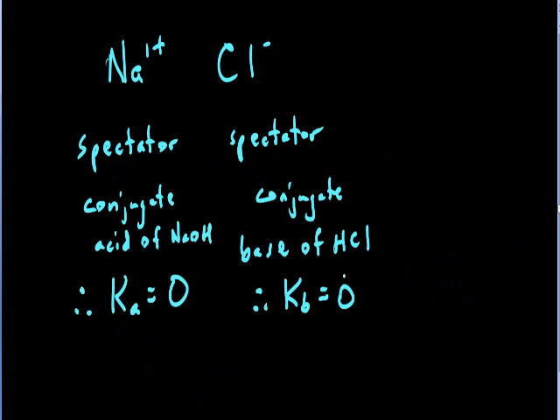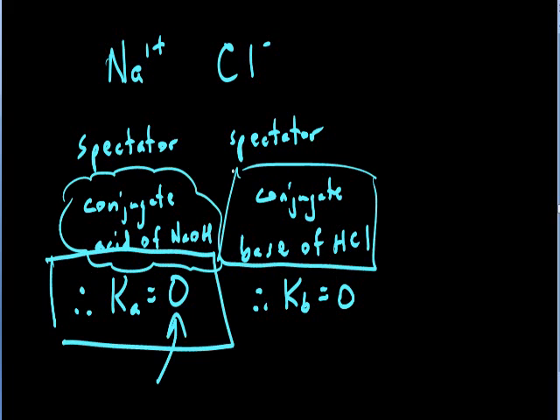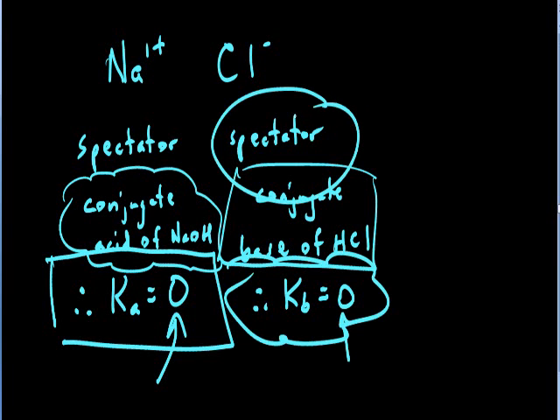Again, the sodium is the conjugate acid of sodium hydroxide, the strong base. Consequently, it has no strength as an acid. It has a Ka value equal to 0. Also, the chloride ion is the conjugate base of hydrochloric acid, the strong acid. Because it's the conjugate base of a strong acid, the chloride ion has a Kb value also of 0. It cannot function as a base. That's why the chloride ion is a spectator, and also why the sodium ion is a spectator when they're ions that are in salts.